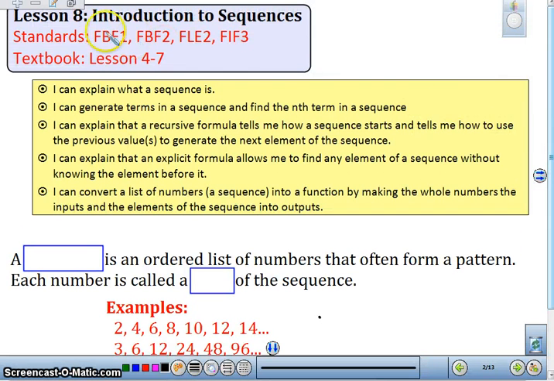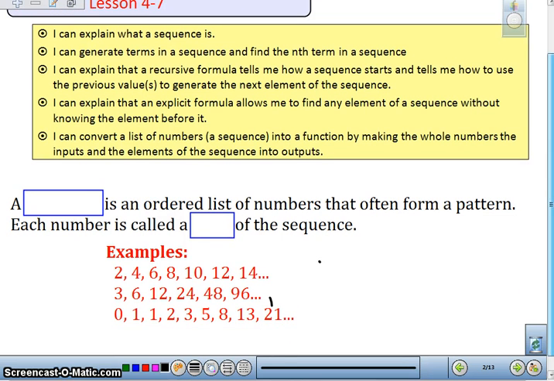We are now starting lesson C8, Introduction to Sequences. We will probably be working on this for a couple of days. Here are the standards that are listed, and this is the lesson in your book. As you read through these different I can statements, I'm not going to read them to you because they're there for you and you can look back at them, so that we have plenty of time for the video.